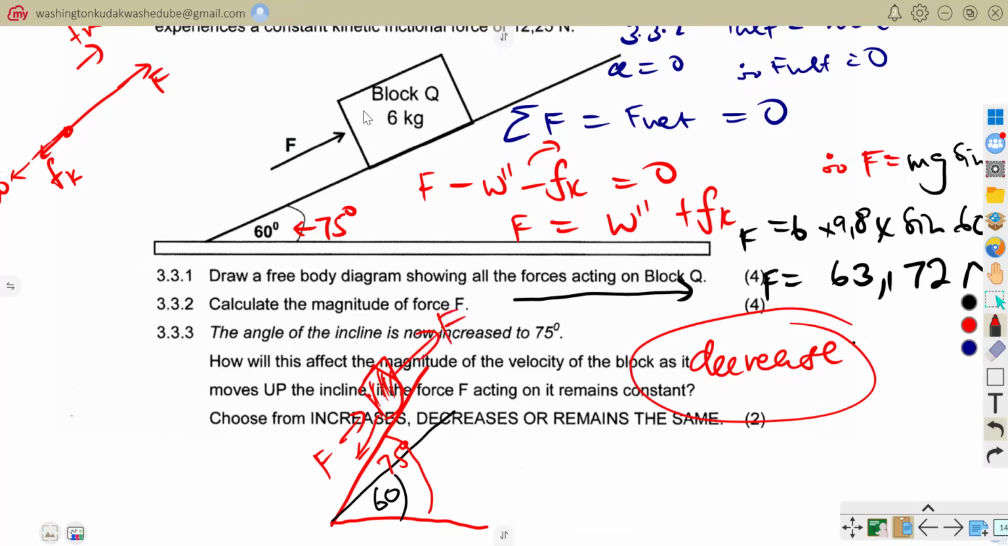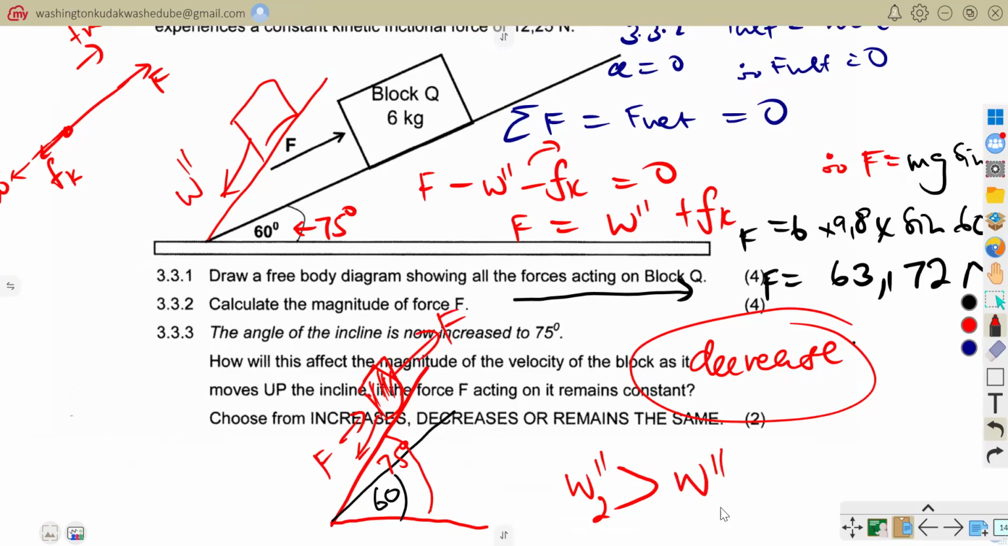Why? Because the object will now want to start sliding down. Once we now have our object like this, the object will now want to start sliding down. Hence, therefore, the weight parallel component is going to increase. We are saying that the W prime prime that we are going to get now will be greater than the initial W prime prime. Therefore, since our F is remaining constant and W prime prime is actually increasing, we can simply see that.